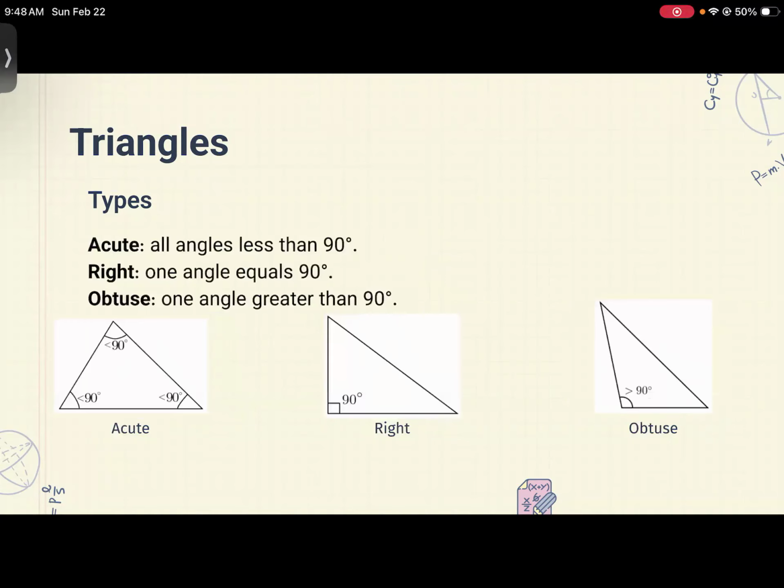Then the acute, right, and obtuse. Acute triangles are where all angles are less than 90 degrees. It has to be all angles. For a right triangle, if only one of the angles equals 90 degrees, then it would be a right triangle. And finally, an obtuse triangle: if any angle is greater than 90 degrees, that whole triangle is an obtuse triangle. So pretty straightforward. It's the same rules, except for acute, it needs to be all angles less than 90.